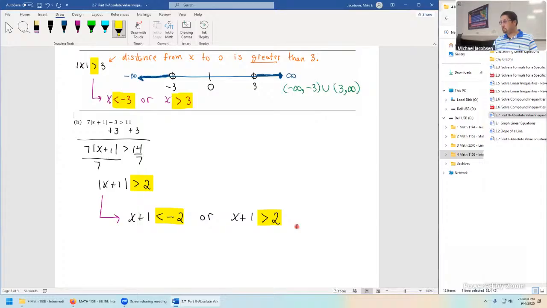Okay, well, all we now need to do is isolate x on both sides of both of these inequalities. And not a lot of algebra to do. We'll subtract 1 from this side. Subtracting 1 from both sides here is going to give us x less than -3. I don't like my penmanship there. Let me fix that. X less than -3. Subtracting 1 from both sides here is going to give us x greater than 1.